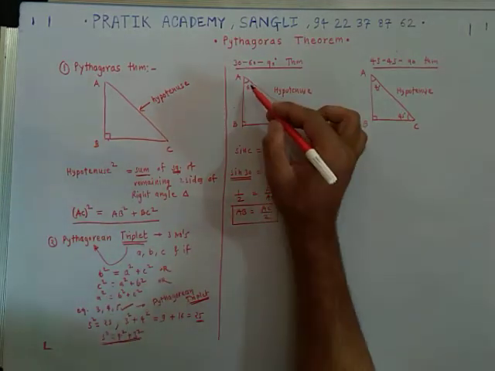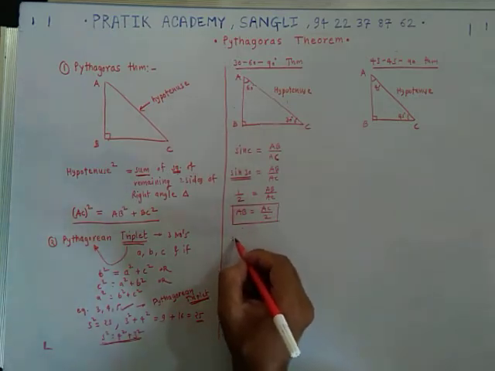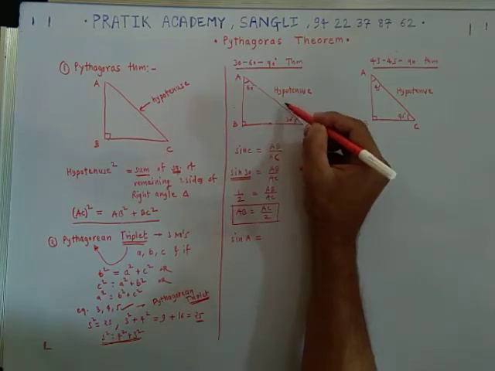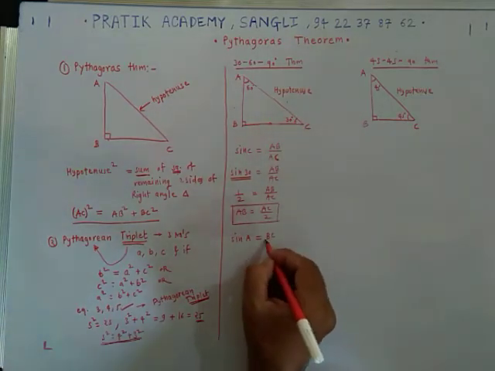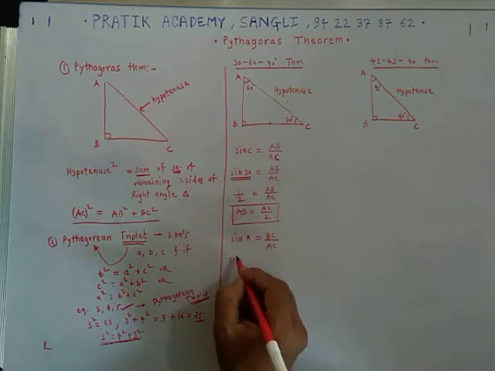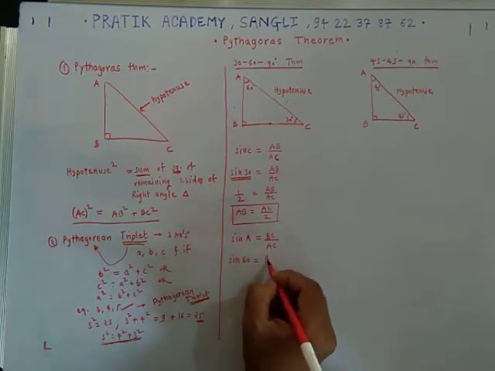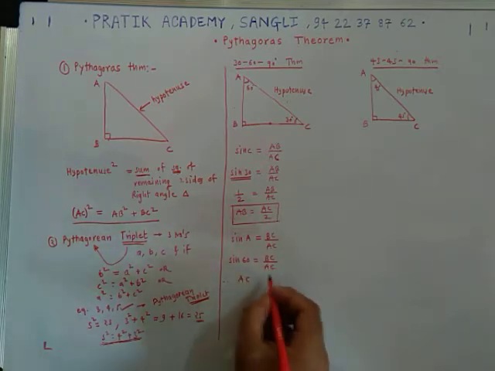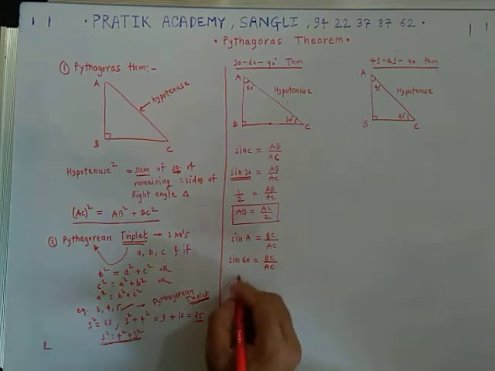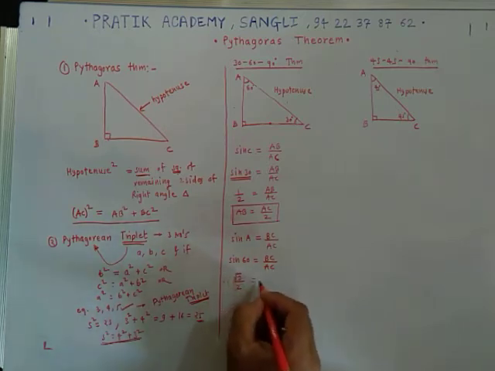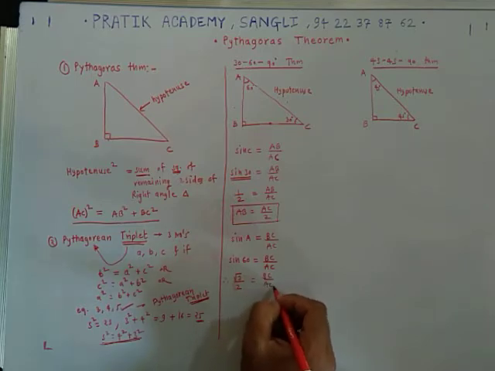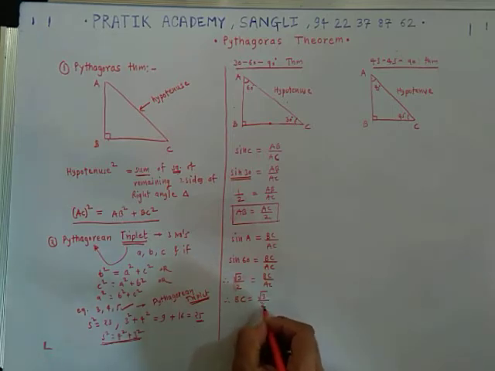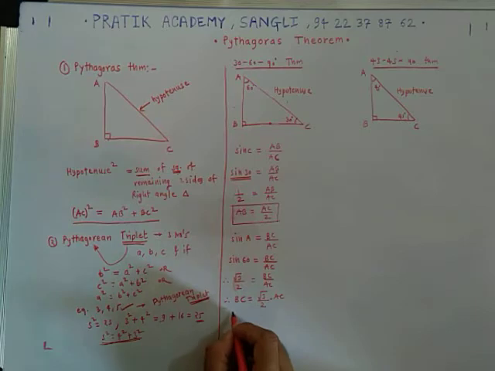Then let's apply the same for sine 60 here, or sine A. Sine A is again opposite side upon hypotenuse, that means BC upon AC. But the value of angle A is 60, so sine 60, we know the standard value is root 3 by 2. It is BC upon AC. That means BC is root 3 upon 2 times AC.